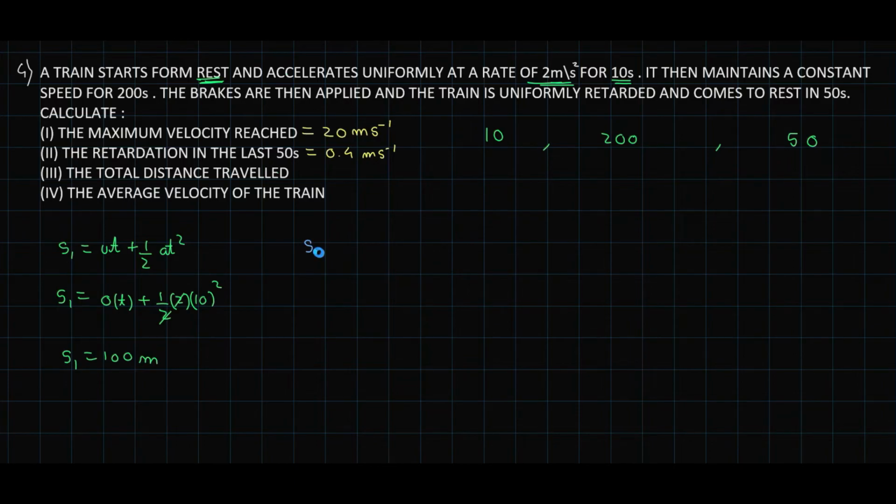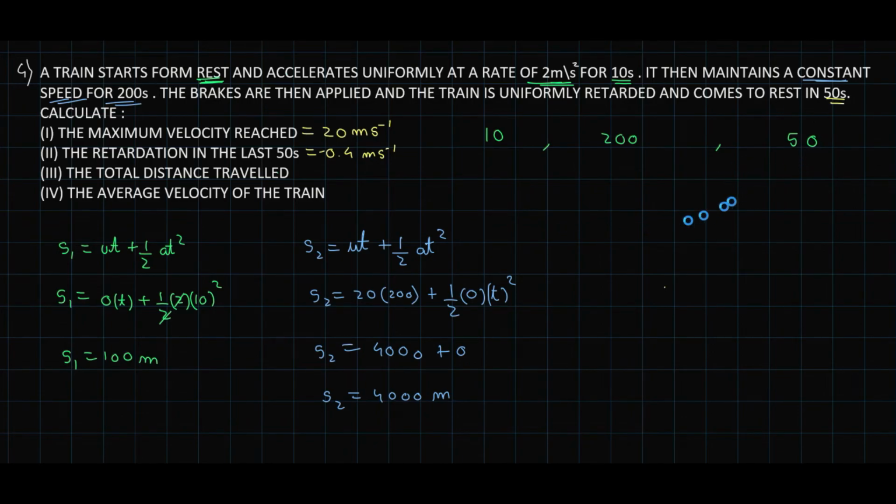Now for the next segment, S2 equals ut plus half at squared. S2 equals the initial velocity, which is 20 meters per second. The time given to us is 200 seconds, plus half into acceleration. This segment of the question also says that it maintained the constant velocity for 200 seconds. So the acceleration would be 0 and the time t squared. So S2 equals 200 times 20, which gives us 4000, plus 0. So S2 equals 4000 meters.